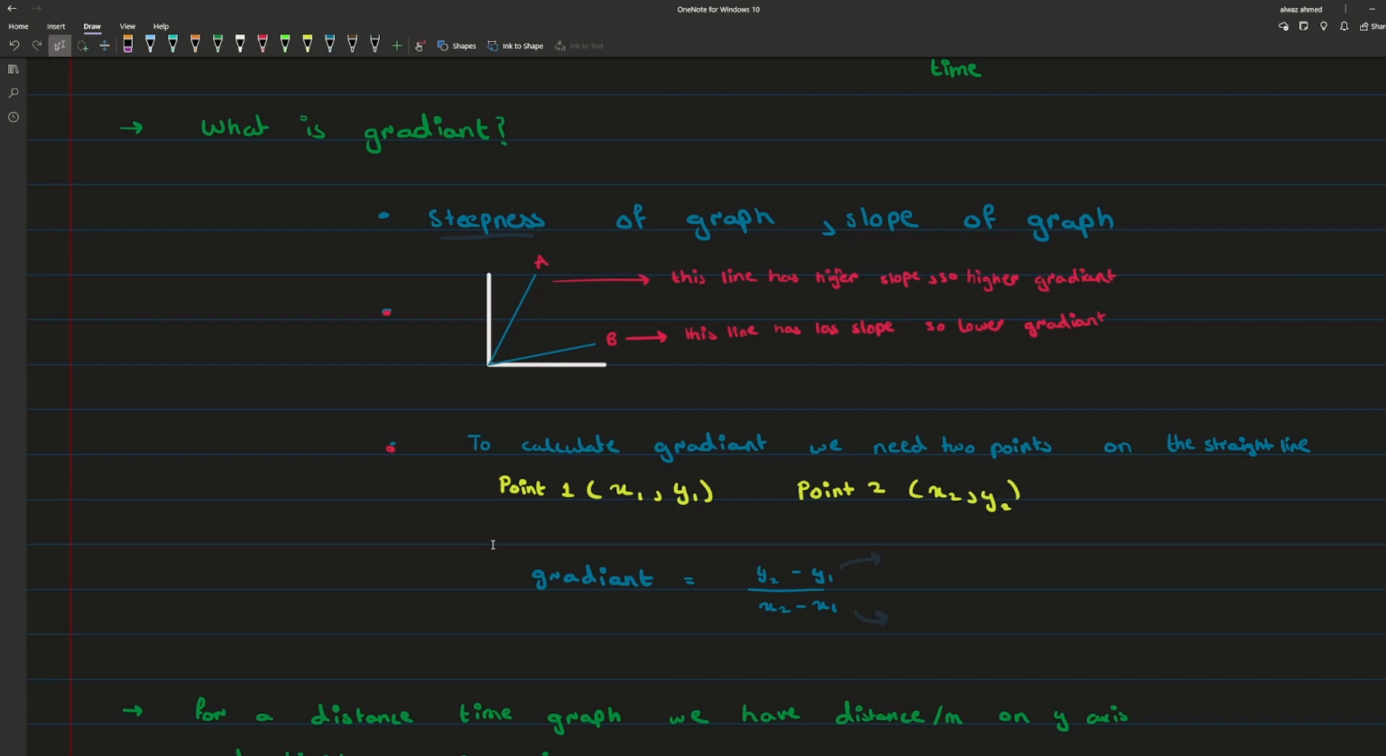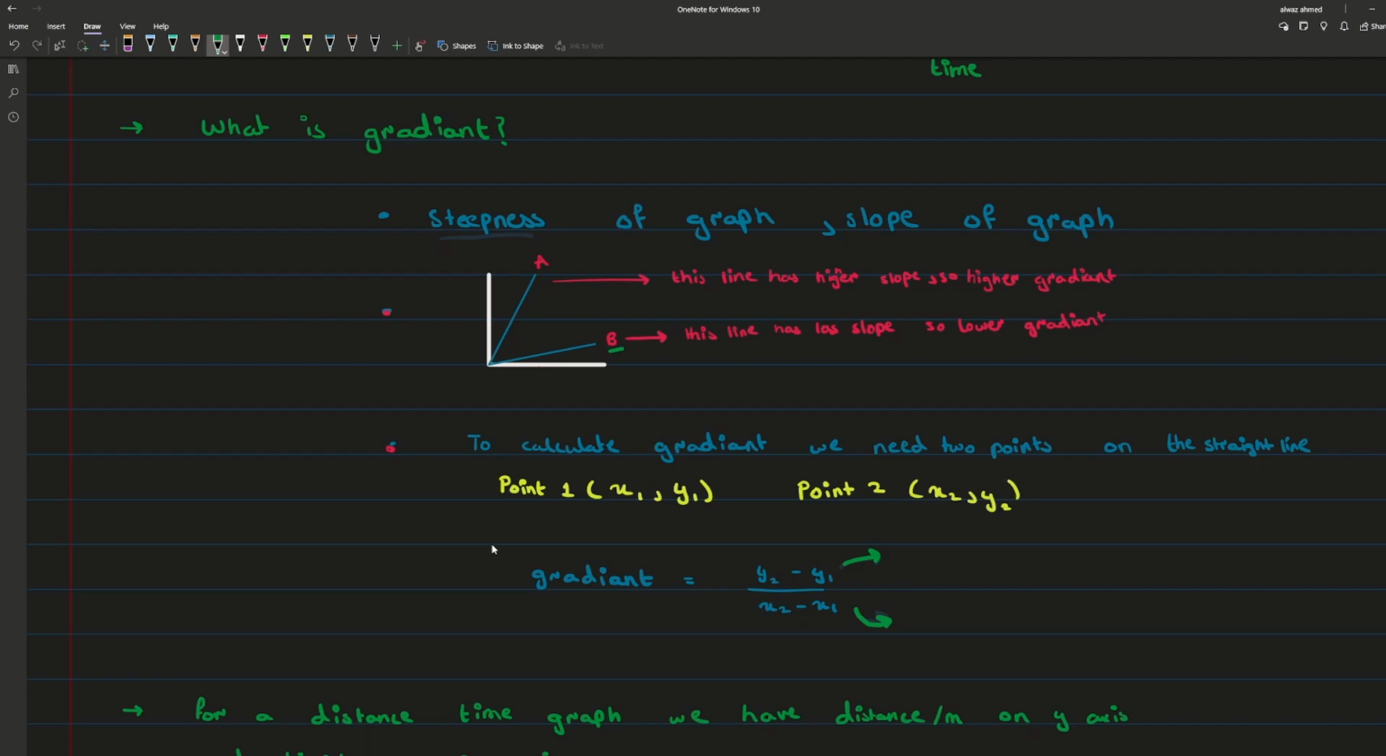The gradient is the steepness of the graph. Like line A has higher steepness, has a higher slope, so it has a higher gradient, while line B in this case is less steep, so it has a lower gradient. Now the formula that we use to calculate gradient is y2 minus y1 over x2 minus x1. So let's understand what y2, y1, x2 and x1 represent.